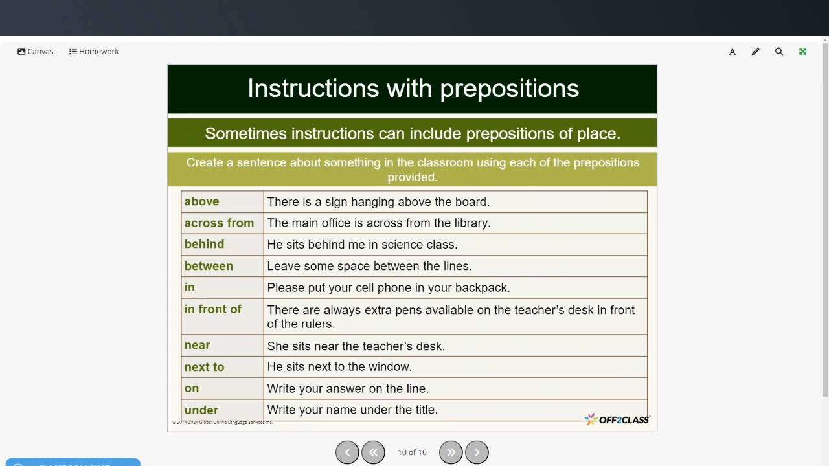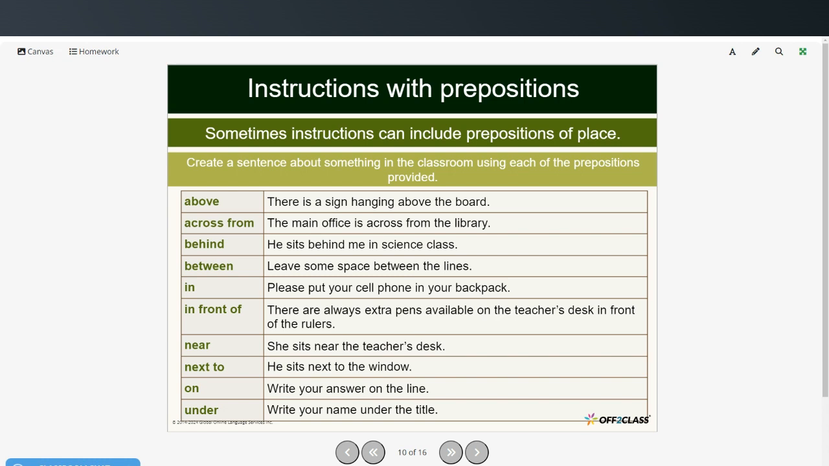All right, so instructions with prepositions. Some instructions can include prepositions of place. And so here they want you to practice creating a sentence about something in the classroom using each of the prepositions provided. These are some examples, and you want to try to create your own sentences similar to these. But these are some good examples.